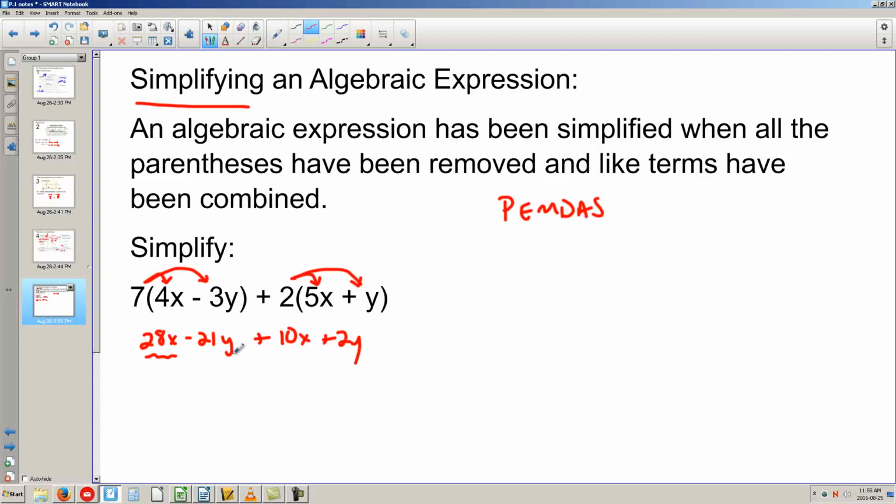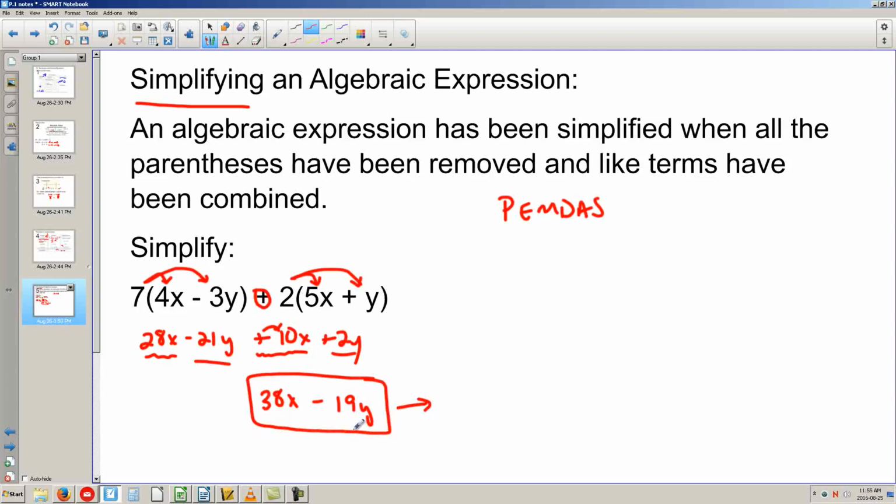Well, I see 28x plus 10x. Now this plus, I'm applying only to this 10. Don't think of it as plus 10x and it's also plus a positive 2y. Sometimes people think that this minus, for everything after we've distributed, would get distributed and it would have its own characteristic. But here we got 28 and 10, that's going to be 38x. Then we got a negative 21 and a positive 2. Be careful there. It's minus 19y. Now this is a simplified algebraic expression.